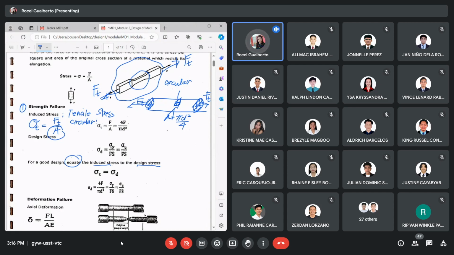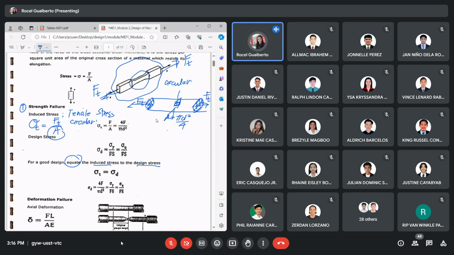The design stress can be based on ultimate and can be based on yield, dependent upon the requirement po ng problem natin. So, pwede po siyang based on ultimate strength, based on yield strength. So, sabi ko nga po, basahin nyo ng maigi yung problem. Ano ba yung sinasabi doon sa problem? Is it designing based on ultimate or designing based on the yield po ba?